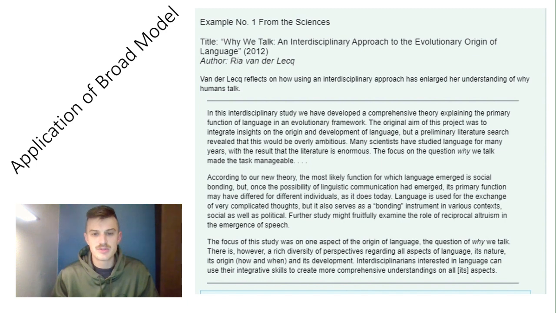The focus of this study was one aspect of the origin of language: the question of why we talk. There is, however, a rich diversity of perspectives regarding all aspects of language, its nature, its origin, how and when, and its development. Interdisciplinarians interested in language can use their integrative skills to create more comprehensive understanding on all its aspects.